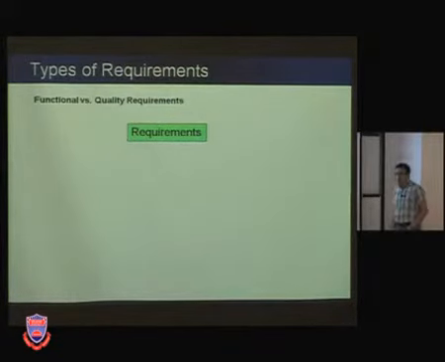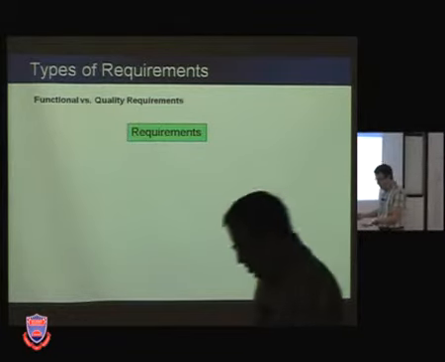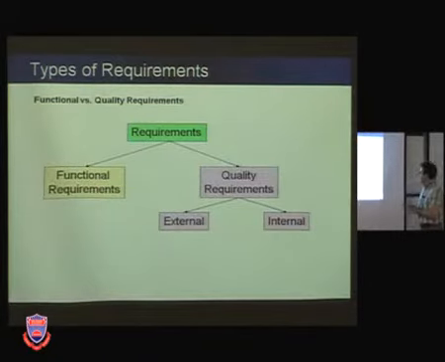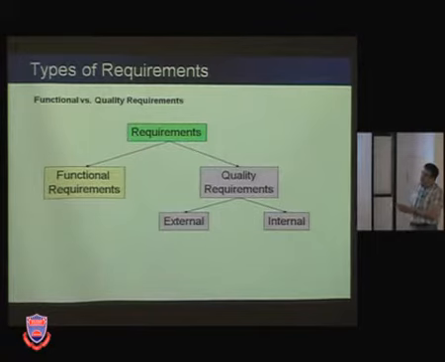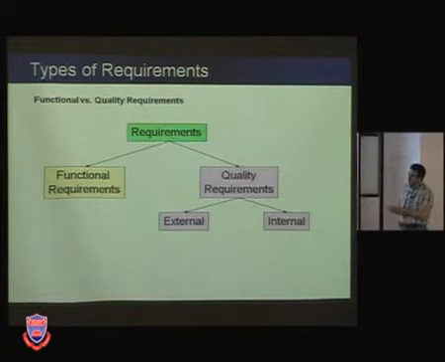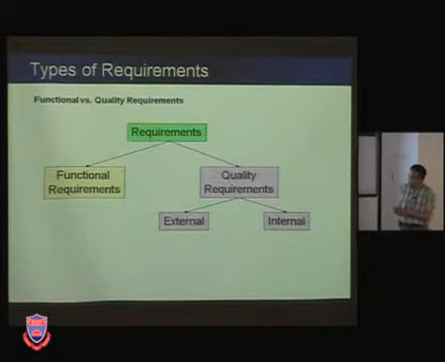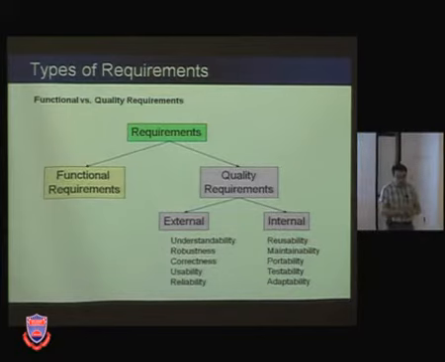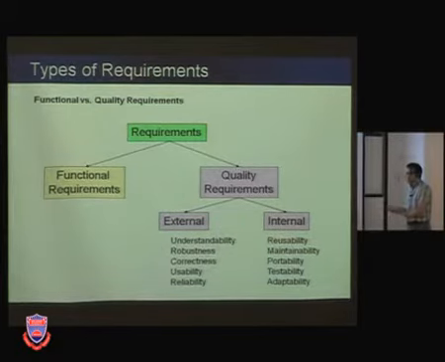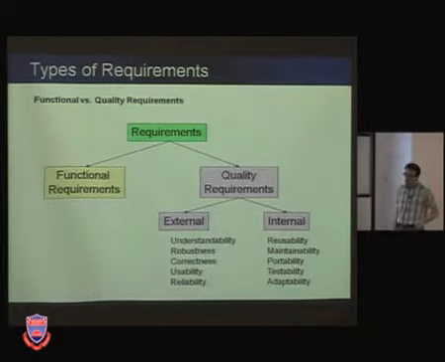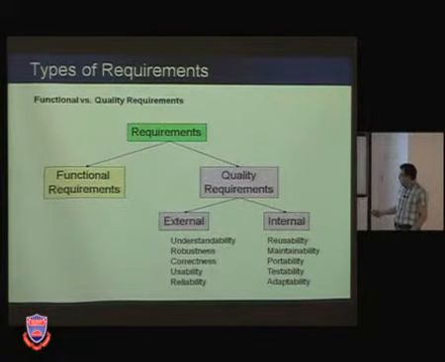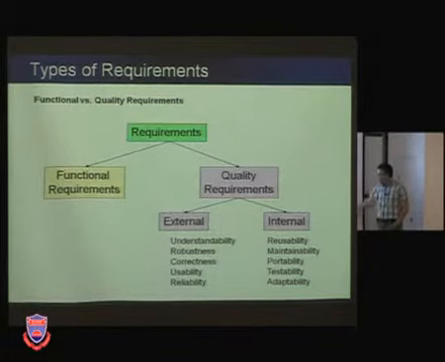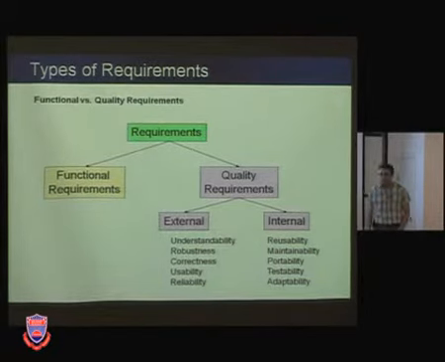So typically what do we do with stakeholders? We need to actually gather requirements. Okay, what are your requirements? What are your concerns? There are two types of requirements. Functional requirements, and also very often people use the term non-functional requirements. I tend to use quality requirements. And also in quality requirements, sometimes you have a distinction between external and internal requirements. External are visible to the end user: understandable, robust, correct, usable, reliable. And internal: reusable, maintainable, portable, testable, adaptable, etc. All the qualities.